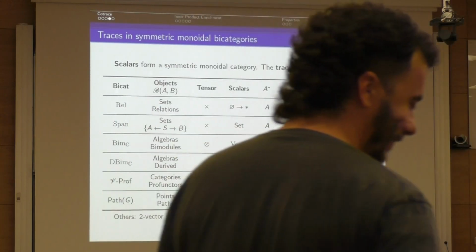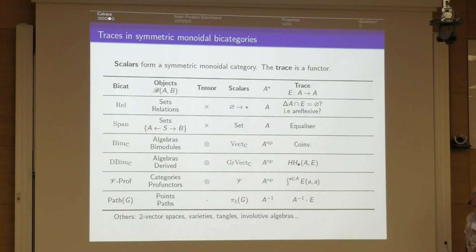But there are loads of other examples, so two vector spaces. Simon's got an example to do with varieties. There's a kind of topological thing to do with tangles, and then I think there's maybe some stuff to do with algebras or other things with extra structure.